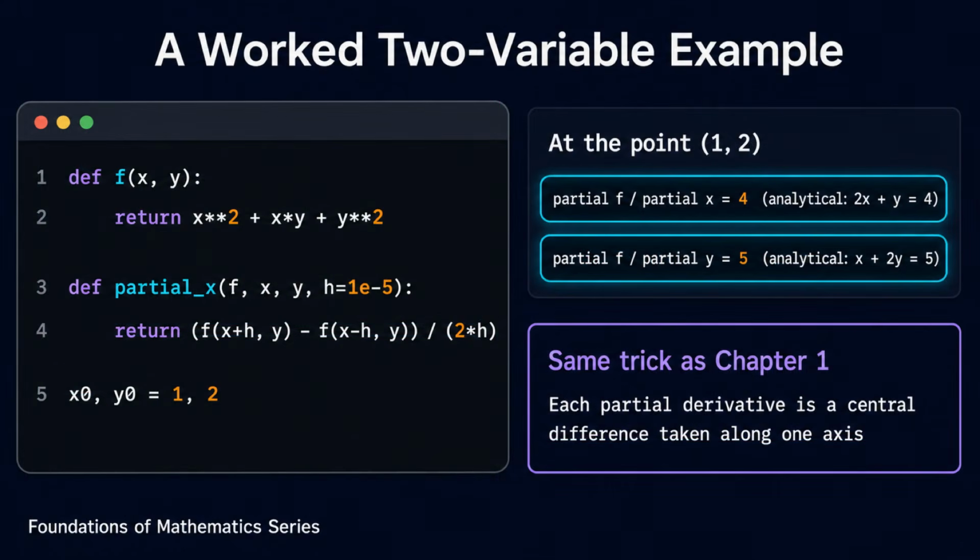Take f of x and y equal to x squared plus xy plus y squared, and evaluate its partial derivatives at the point 1, 2. Analytically, differentiating in x treats y as a constant, so x squared gives 2x, xy gives y, and y squared gives nothing. That is 2x plus y, which at the point 1, 2 equals 4. Differentiating in y by the same logic gives x plus 2y, which equals 5.